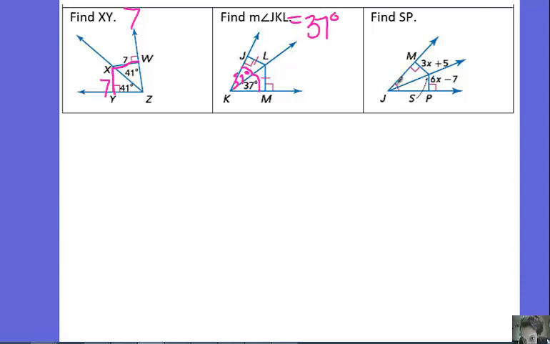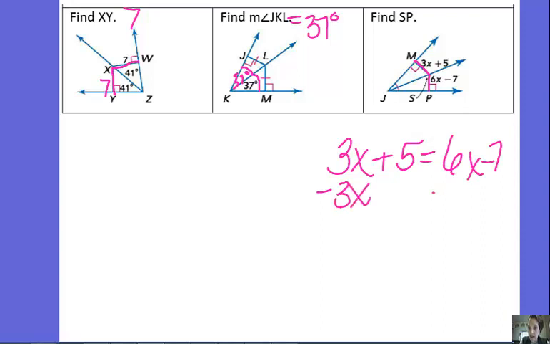So I'm going to subtract 3x from both sides. 3x minus 7. I'm going to add 7. Is 12. And then I'm going to divide by 3. So x is 4. But it wants me to find the length of SP, so I got to go plug it back in. 6 times 4 is 24, and 24 minus 7 is 17. And we can verify that we did that correctly by plugging it in for MS. 3 times 4 is 12. 12 plus 5 is 17. They're the same because they're congruent.